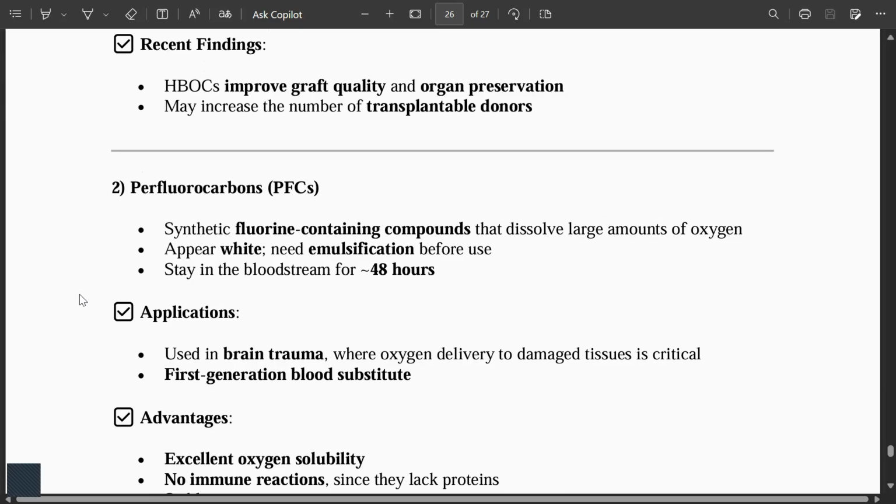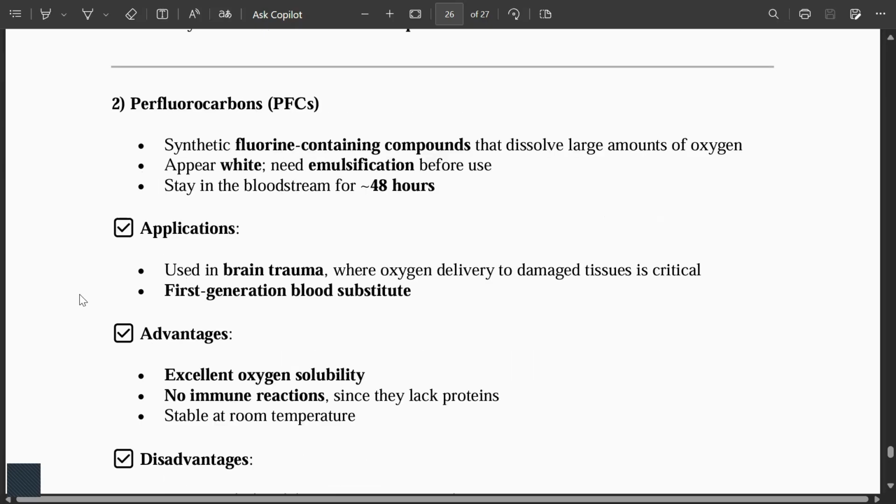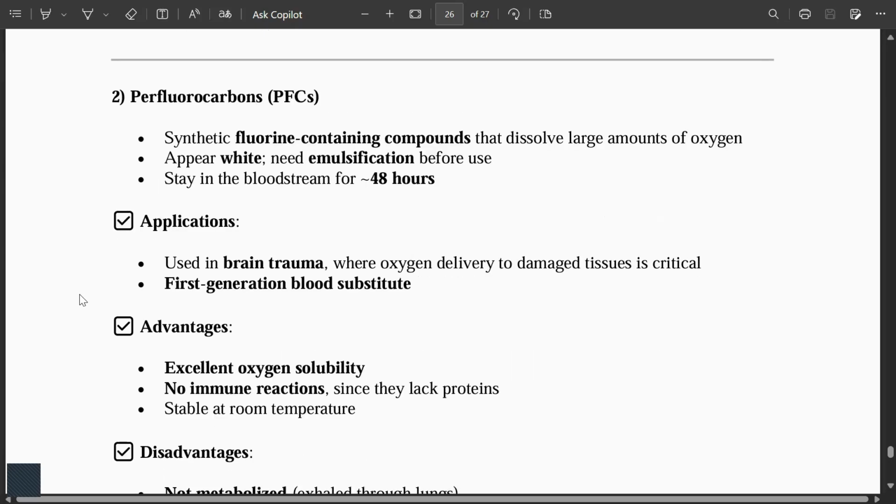Perfluorocarbons are synthetic fluorine containing compounds that dissolve large amounts of oxygen, appear white but need emulsification before use. They stay in the bloodstream for approximately 48 hours. Used in blood trauma and can be the first generation blood substitute.